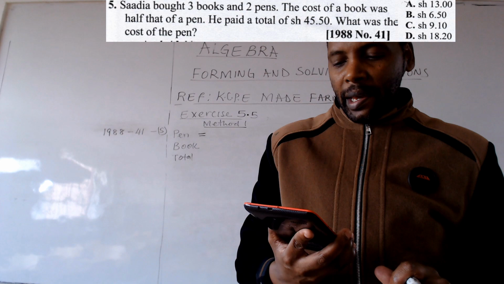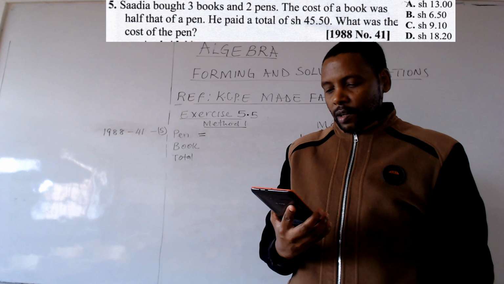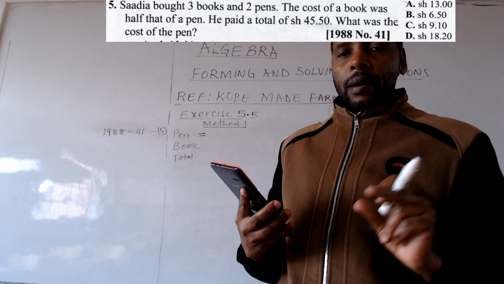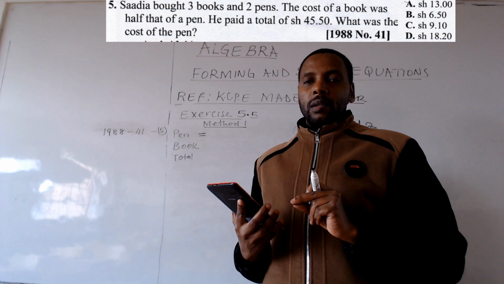To do this, just like I've done in the other questions, I'll write the items. We have the pen, we have the book, and we have the total. And then we go filling the information very keenly. I'll use 2 methods, and in the first method, I'll look between the pen and the book, which one is cheaper, and use the one which is cheaper, I let it to be X. Then I'm told the cost of a book was half that of a pen. So in this case, the book is cheaper because it costs half of what the pen is costing.